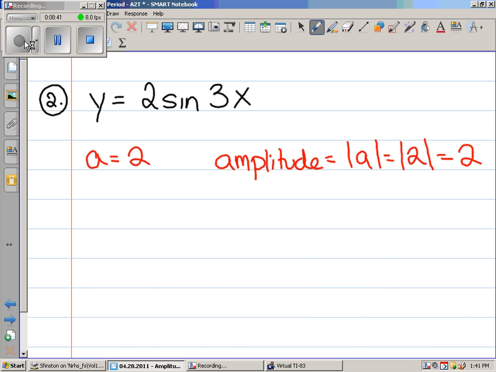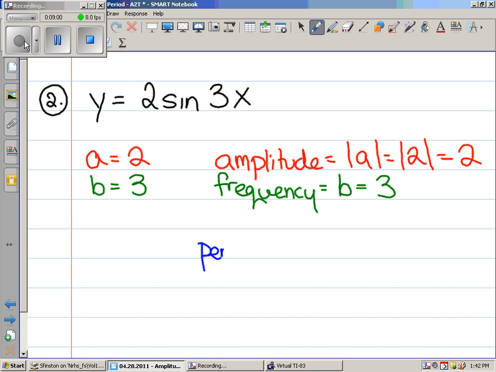How about B? So what's the frequency? How many of them would you see between 0 and 2 pi, or 0 and 360? It's just 3. And then finally, the period. It's a tricky one. The period is simply 2 pi over B. That's 2 pi over 3, and you just leave it like that. That's it. It's the period.